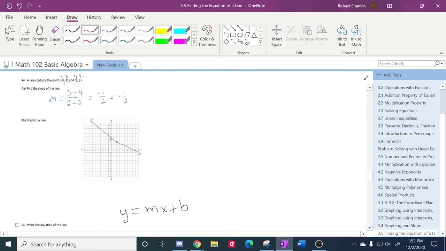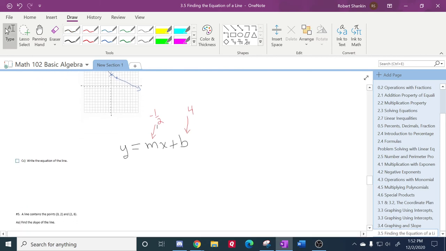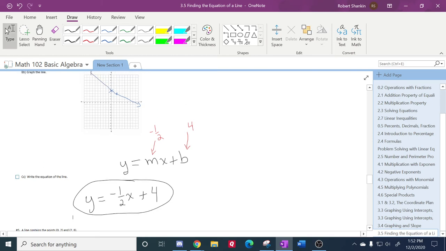You were telling me you look at the y-intercept and you see that this is 4. And we look at the slope that we computed. This is -1/2. So then we have all the information now. The equation of the line is y equals -1/2 x plus 4. That's the equation of this line.